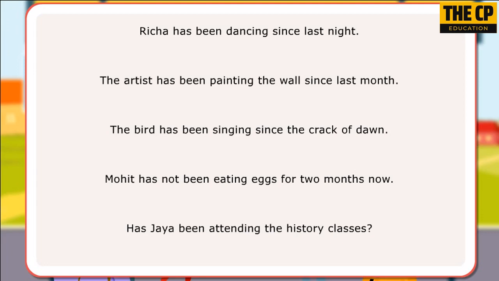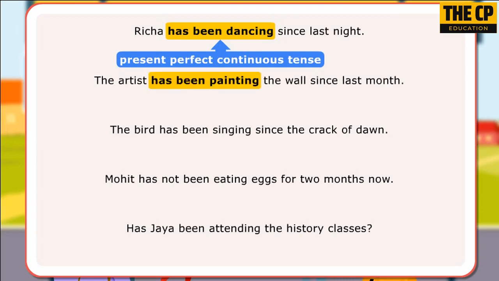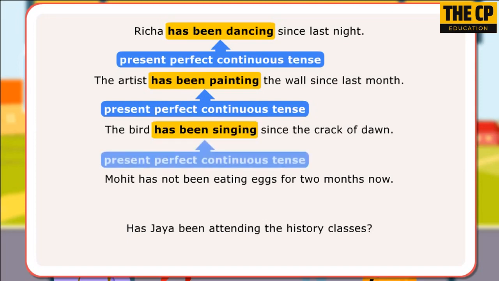In the first sentence, has been dancing is a present perfect continuous tense as the act was started in the past and still going on. In the second sentence, has been painting is a present perfect continuous tense as the act started a month ago and is still continuing. In the third sentence, has been singing is in the present perfect continuous tense as the bird is singing since dawn and continues to do so.